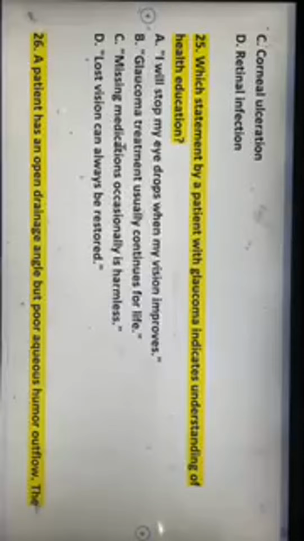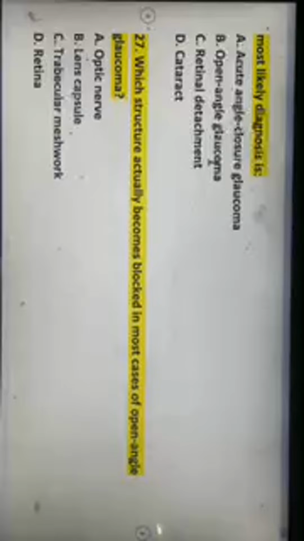Number 26. A patient has an open drainage angle but poor aqueous humor outflow. The most likely diagnosis is A. Acute angle closure glaucoma, B. Open angle glaucoma, C. Retinal detachment, and D. Cataract. Very simple question.